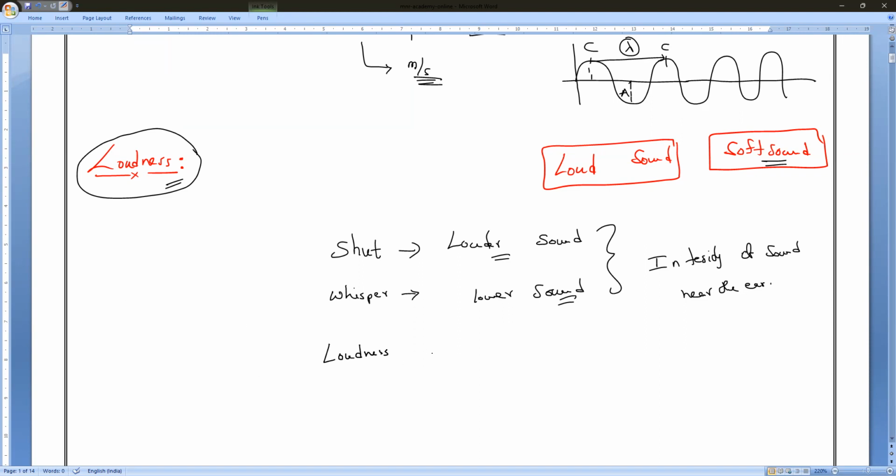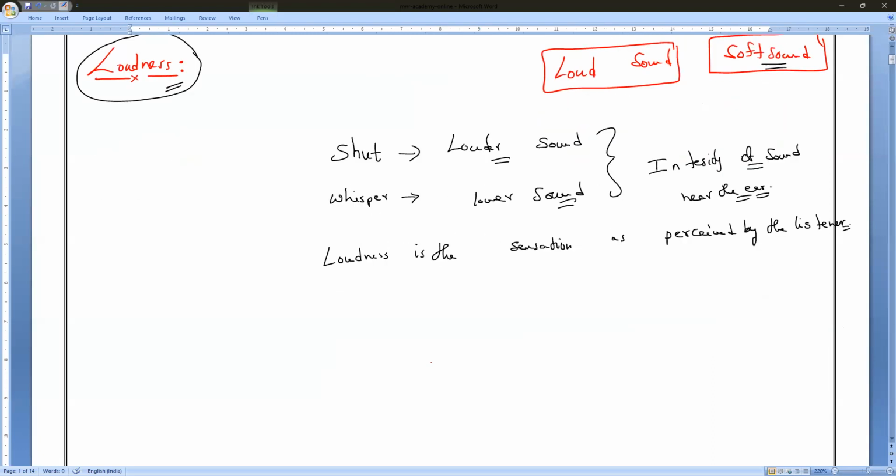So loudness is the sensation as perceived by the listener. It depends upon the intensity of the sound near to the listener's ear. That is what we call loudness. It is the measure of the ear's response. How much your ear is responding to the vibrations near it is actually the loudness.